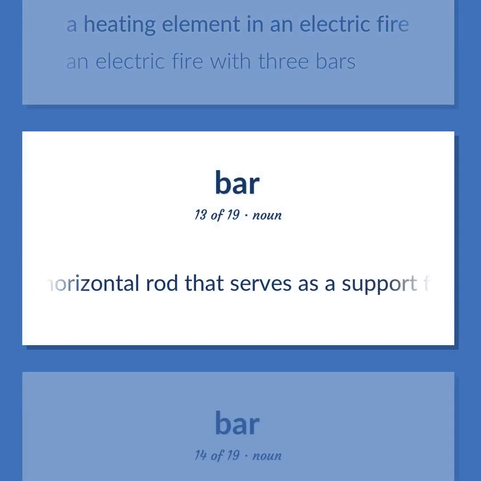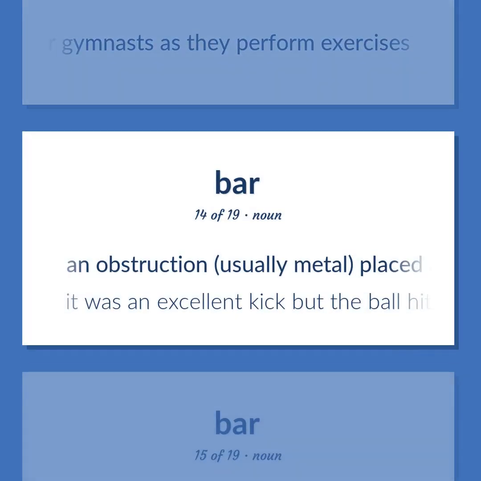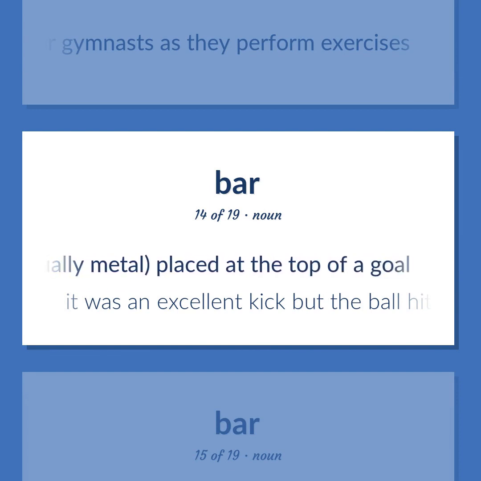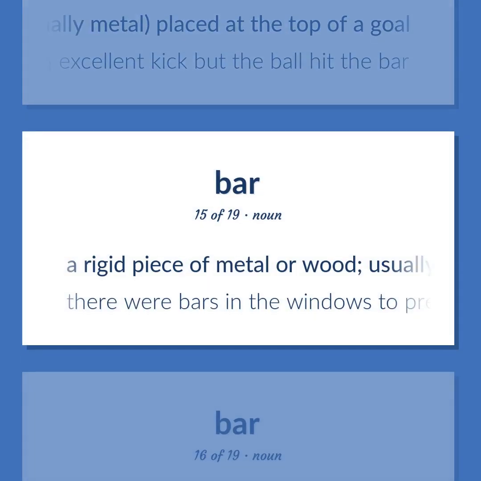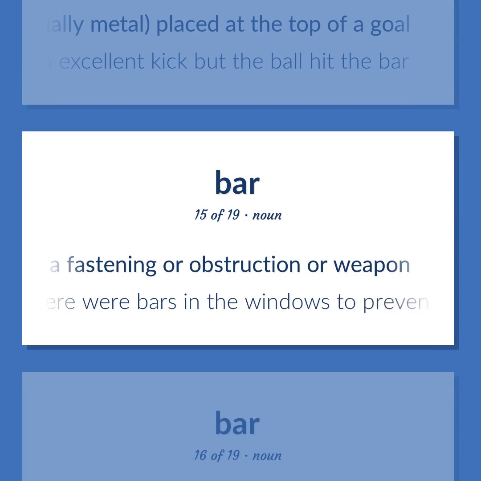A horizontal rod that serves as a support for gymnasts as they perform exercises. An obstruction, usually metal, placed at the top of a goal. It was an excellent kick, but the ball hit the bar. A rigid piece of metal or wood, usually used as a fastening or obstruction or weapon. There were bars in the windows to prevent escape.